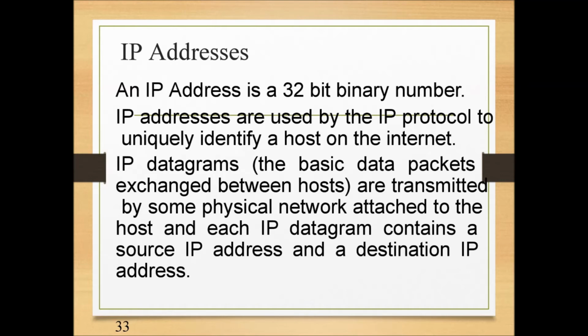IP address. So this is the basic definition of an IP address. An IP address is a 32-bit binary number. IP addresses are used by the IP protocol to uniquely identify a host on the internet. Every device on the internet contains a specific unique number, which is its IP. IP datagrams are transmitted by some physical network attached to the host, and each IP datagram contains a source IP address and a destination IP address.